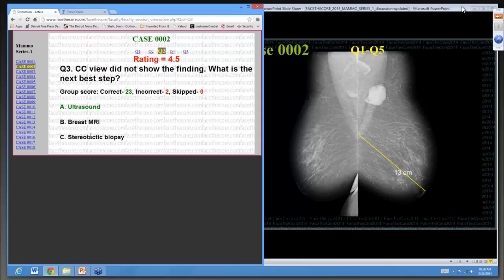The other answer choices don't make sense. A stereotactic biopsy, this lesion is way far posterior, and that's one of the limitations of stereotactic core biopsy: posterior lesions. An MRI is not really going to help us in this particular case. It will show the same finding. We want to further evaluate this by ultrasound. We don't necessarily need to do a breast MRI. That's a little too obsessive.